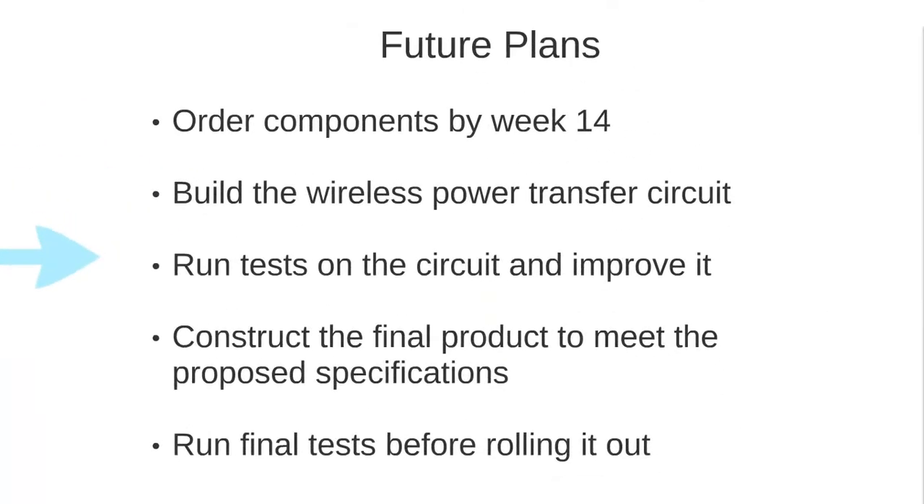Our future plan is to order components by week 14. Then from there we build the wireless power transfer circuit. After that, we run tests on the circuit and try to improve on it. Once the tests and improvements are done, we construct the final product according to proposed specifications. Before rolling it out, we run final tests to ensure that it meets the required function that it is designed for.